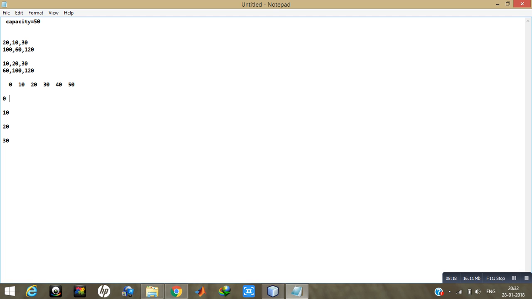Okay guys, now for 10, let's assume that we are just given the weight of 0. Then can we make the value of 10 with the help of the 0th weight? No, we can't make it. So here I am writing 0. Again for 20 it is 0, similarly for 30 it is 0, for 40 it is 0, for 50 it is 0.